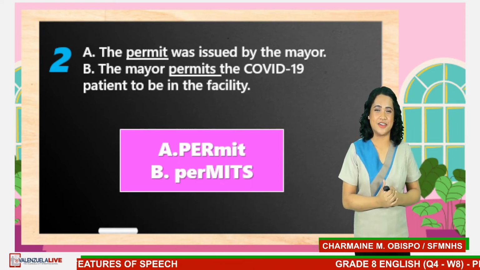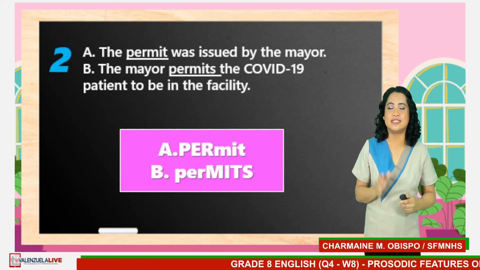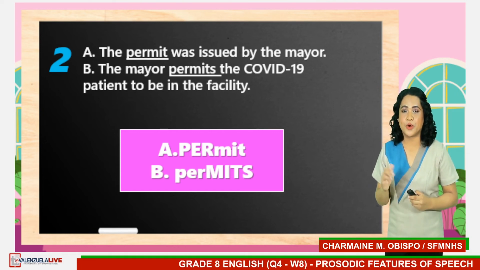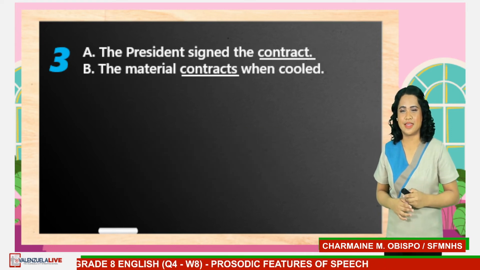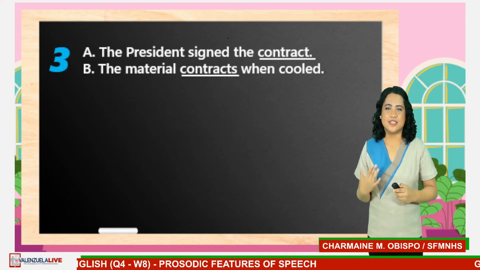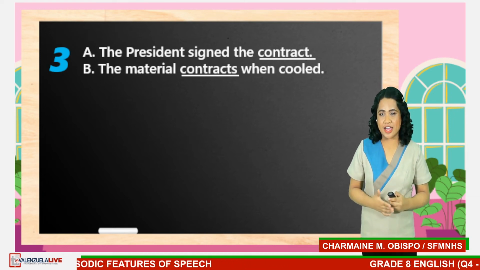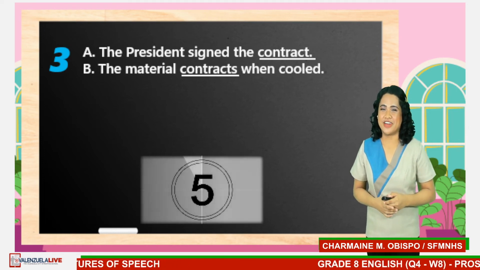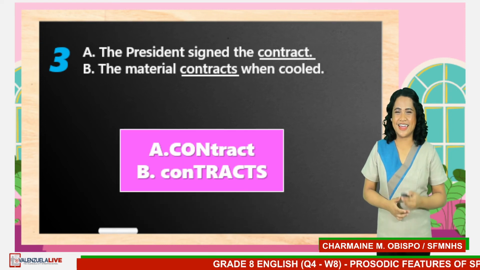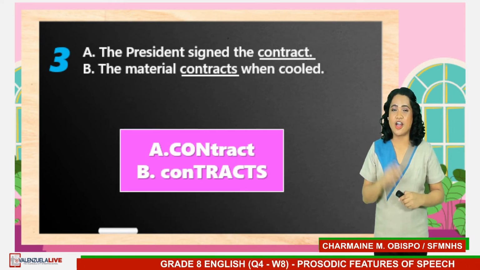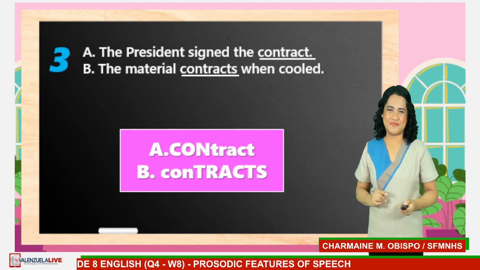And the correct answer for A is PERmit, for the underlined word in sentence A is used as a noun, while B is perMITS, for it is a verb. Number three. A. The president signed the contract. B. The material contracts when pulled. You have 5 seconds. Go. And the correct answer for A is CONtract, a noun. And for B, conTRACTS, a verb.